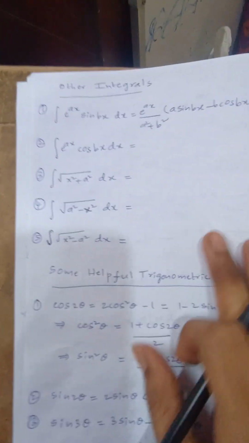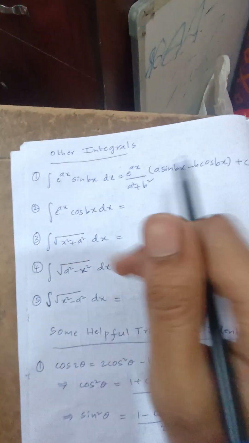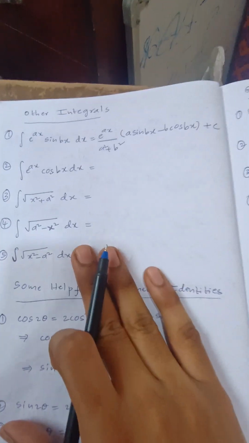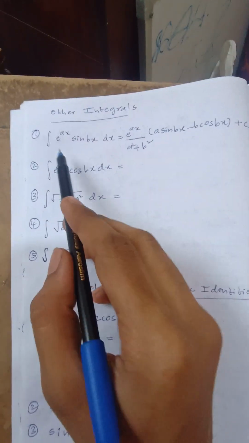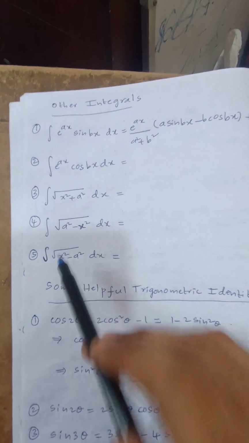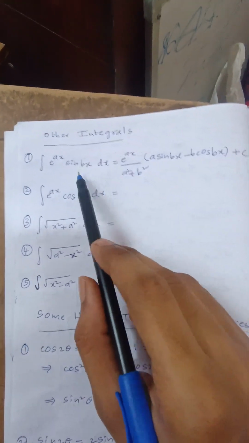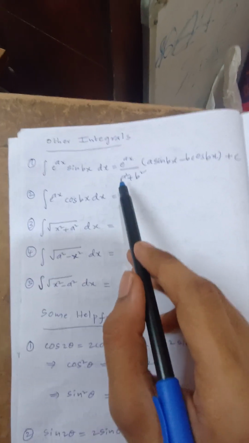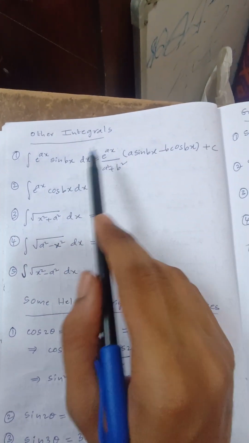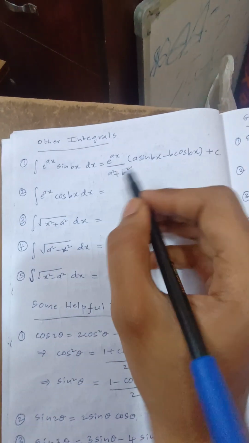Now coming to integral formulas. Other integral formulas, these also may be useful in some kinds of problems. Actually these are solved by using integration by parts, but we can remember them as standard results. Integration of e power ax sin bx dx is nothing but e power ax by a square plus b square, times a sin bx minus b cos bx.